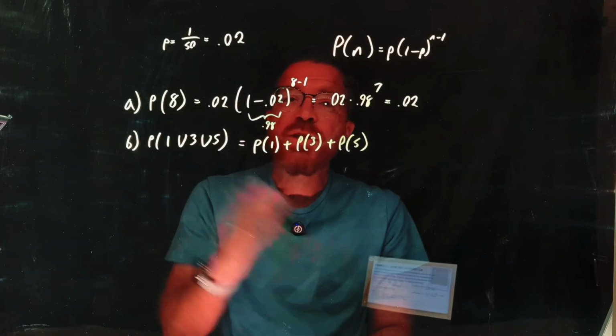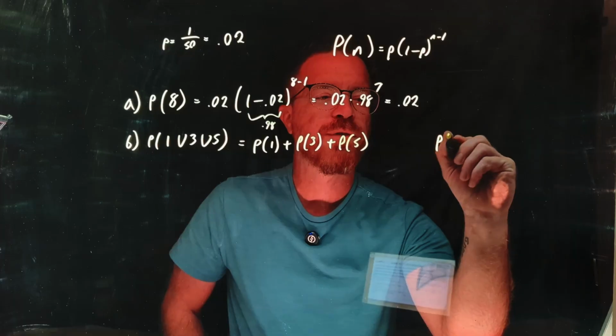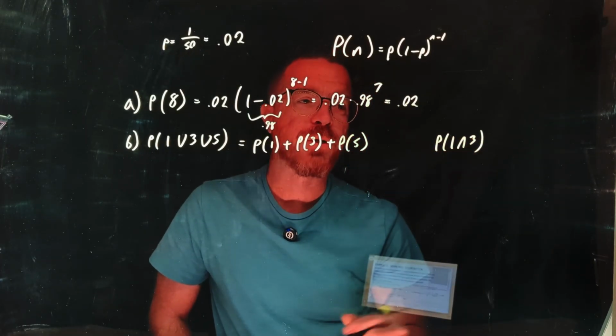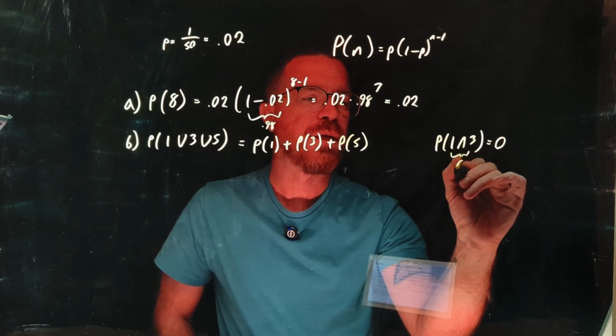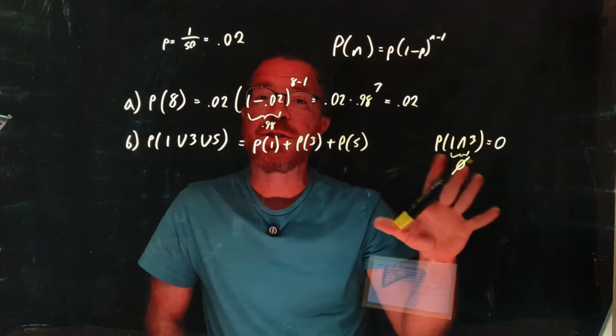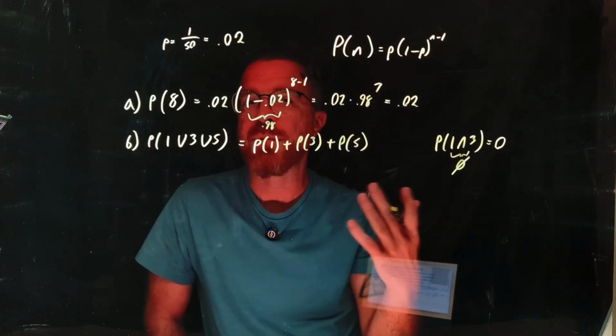But the thing is, these are mutually exclusive. As we discussed, you cannot have the first faulty bulb be on the first and also the third turn. This equals 0 because this would be the empty set. It's not a possible event. So therefore, these are mutually exclusive. So all we have to do is find the probability of each one, add them up, and we're done.